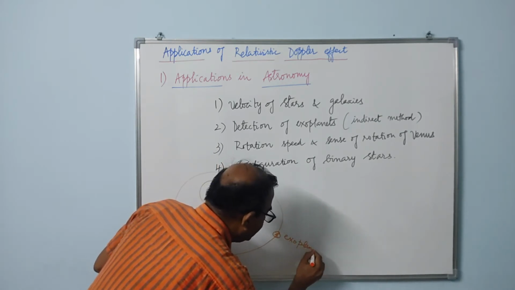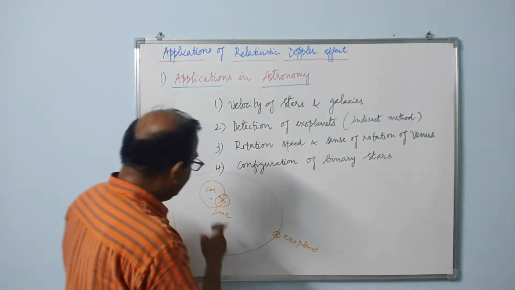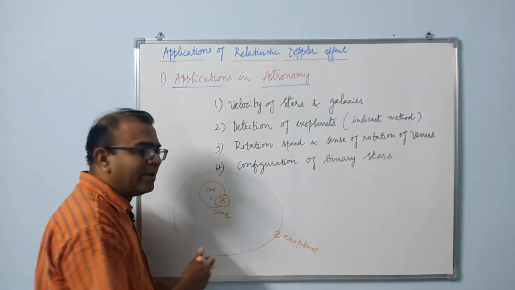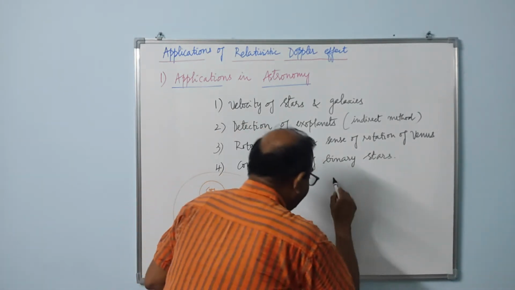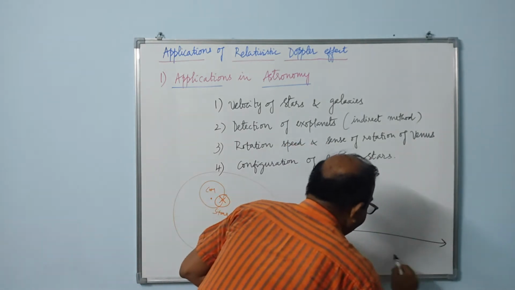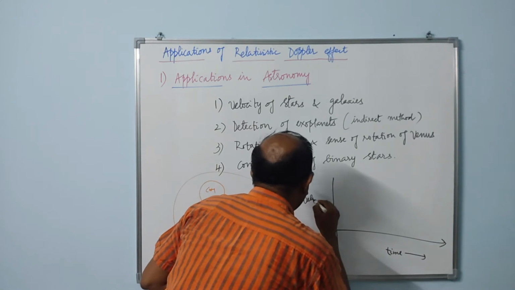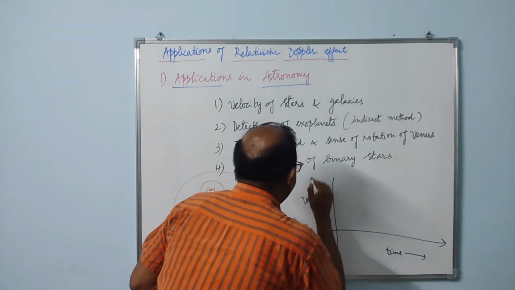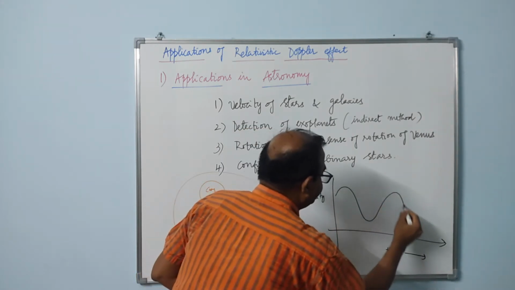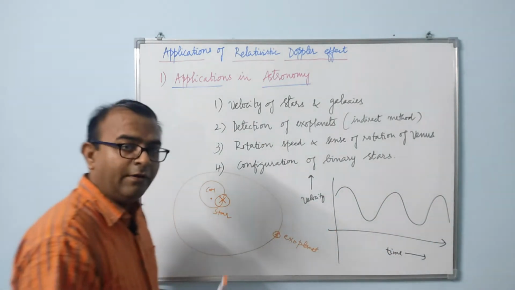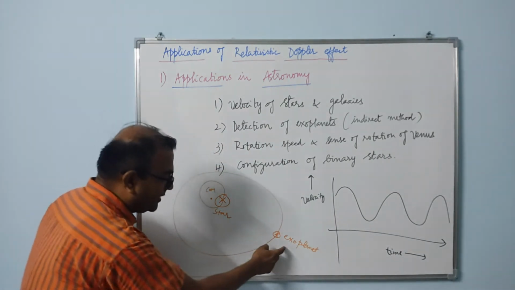So under that condition, the spectrum of the star as seen from the Earth would undergo a periodic change. That is, its velocity would change periodically over time. So if we plot time versus velocity for that particular star, one would have a sinusoidal function. And this is a signature of the presence of an exoplanet.